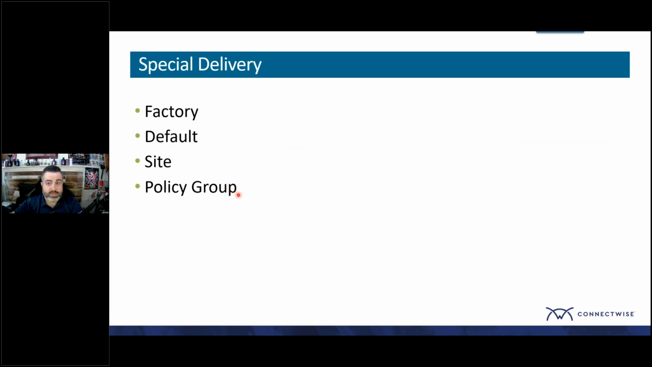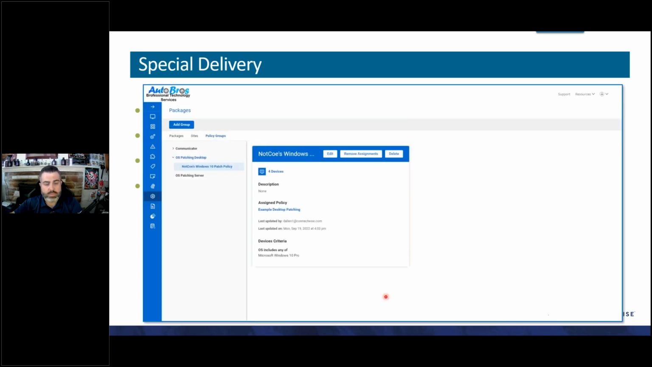Next, we have policy group. This is also something that is on the packages page as well. When we click on policy group, we can create a new policy group here. Here I have OS patching desktop policy group, and under that is my own Windows 10 patch policy for several different devices I have set up here.